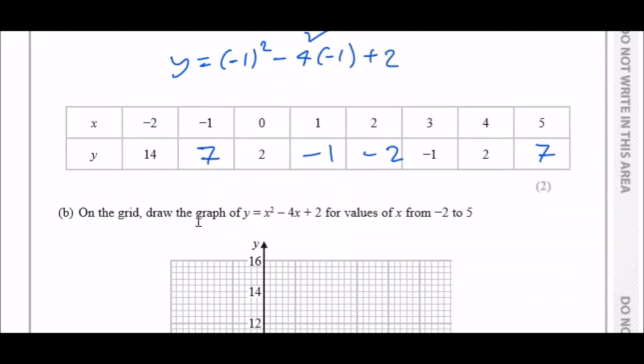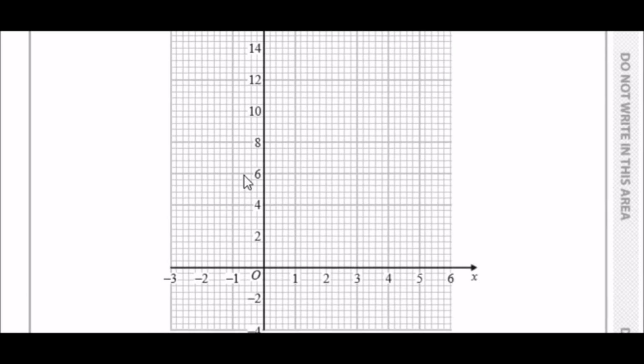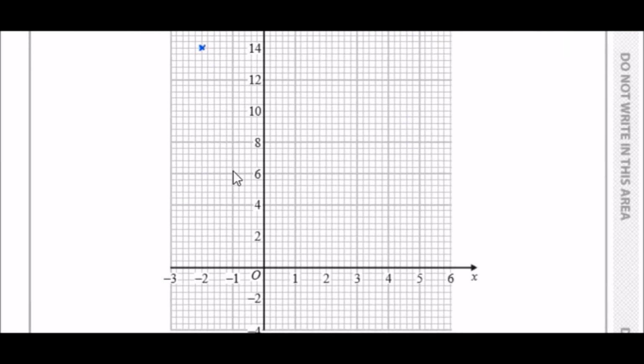All right, on the grid, draw the graph of y equals x squared minus 4x plus 2 for the values of x in this range, meaning plot all of these from minus 2 to 5. So let's try it. From minus 2, we have 14. So minus 2, 14. Let's try to be accurate. This is not going to be the best one, but close enough. Minus 1, 7 is here. And then 0, 2, easy.